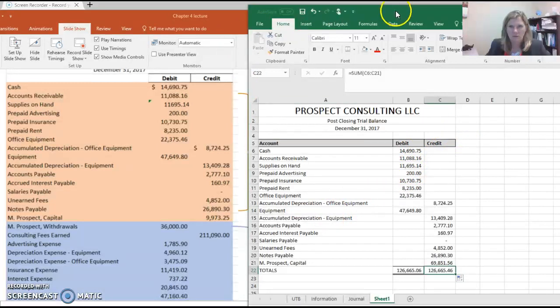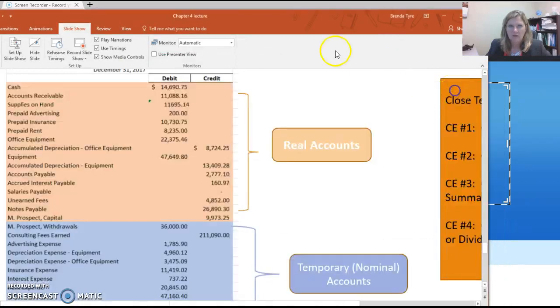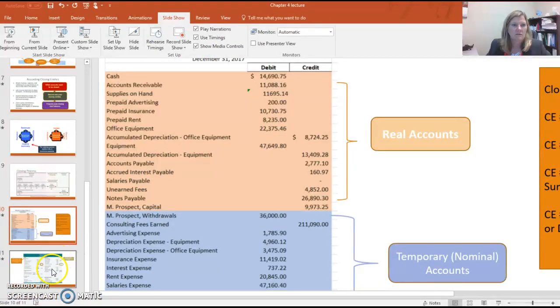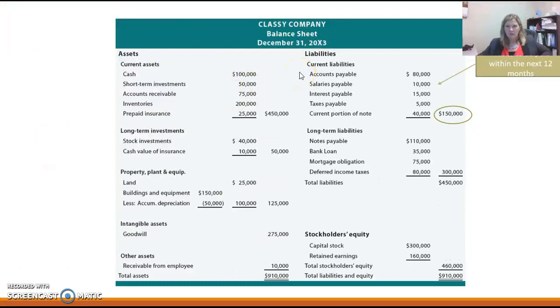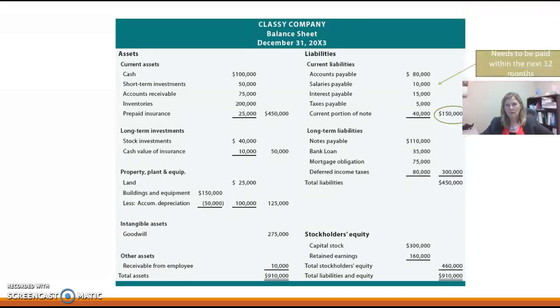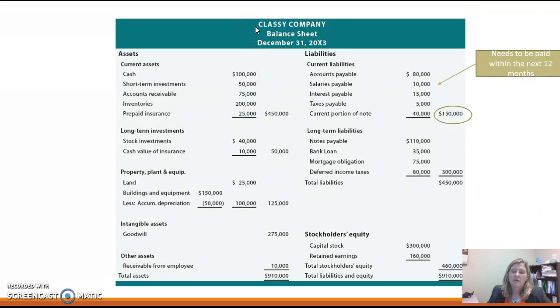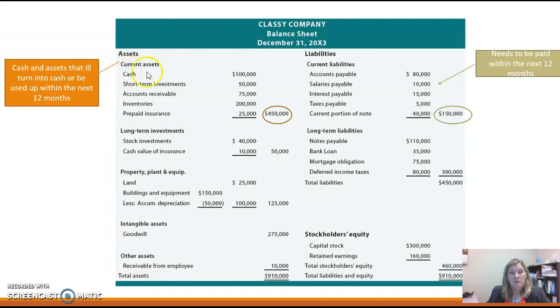Let's take a really quick look at the classified balance sheet that's discussed in your textbook. So what I want you to see here is a different way that we approach the balance sheet. What we're looking at here is we're classifying, or sort of sorting, the balance sheet into some different categories. So we're looking at our assets, we're sorting them into current assets, those that will convert into cash or be used up within the next 12-month period. Those are our current assets.